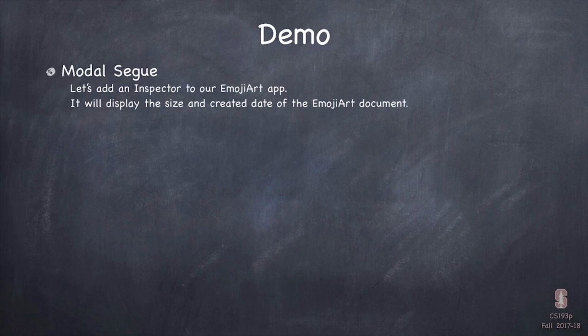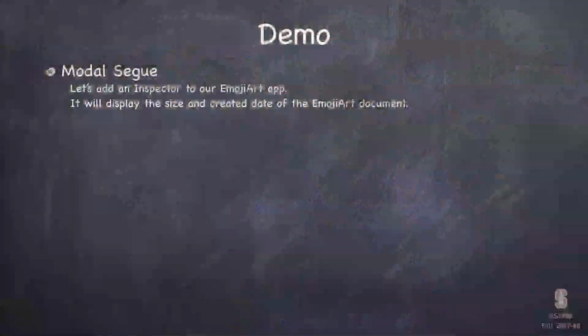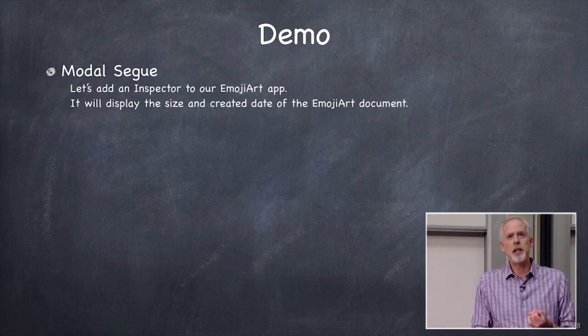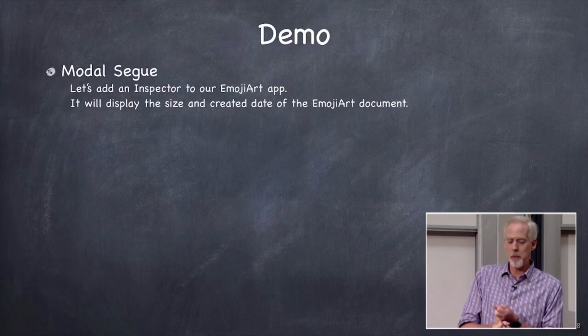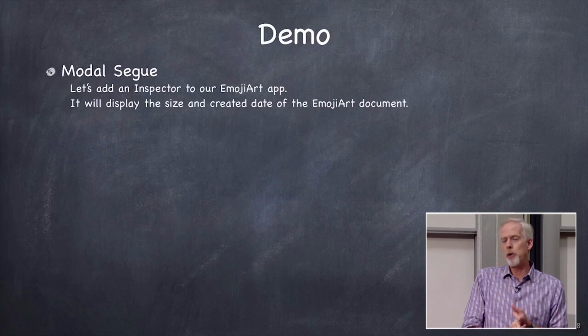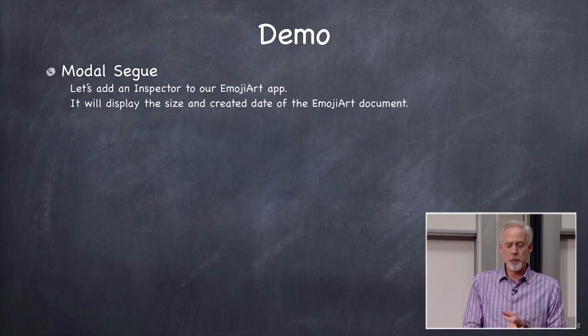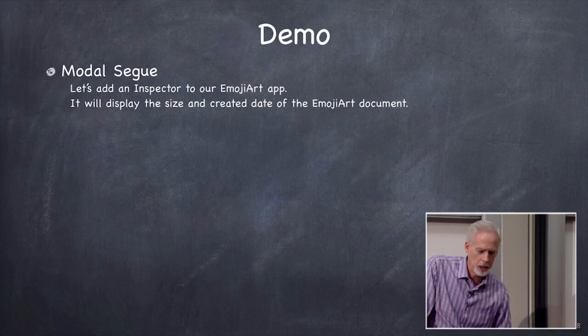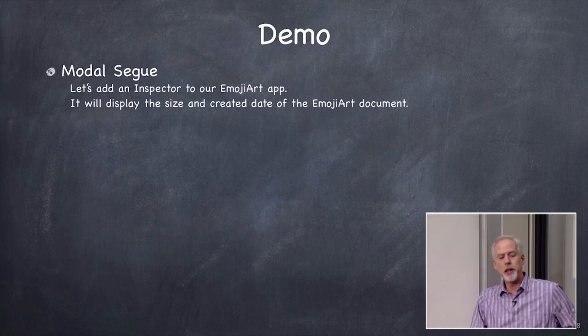We're going to go back to Emoji Art, and what we're going to do is add an inspector. You know how you have the inspector in Xcode? Well, we're going to have an inspector of our emoji art documents, and what it's going to tell us about our emoji art documents is the size in bytes and when it was created. Okay, so it's a simple inspector. This is a demo after all. I'll probably throw the thumbnail image into the inspector as well, just so I can show you a little bit of what we can do with constraints in code, because I have a little more to show you about constraints.